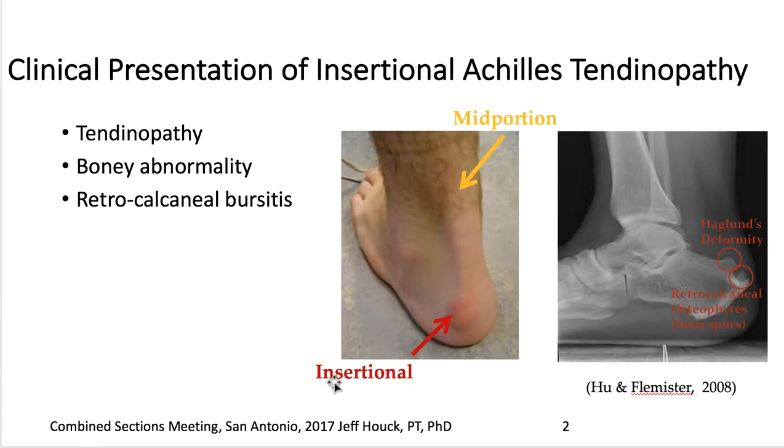So the hallmark of insertional tendinopathy is pain and deformity around the insertion. We can see in this radiograph the abnormal growths and deformities, one of which is called a Haglund deformity, that could potentially impinge on the Achilles tendon at its insertion site. We also remember from our anatomy that between the bone and the Achilles tendon is a retrocalcaneal bursa, which can become inflamed.